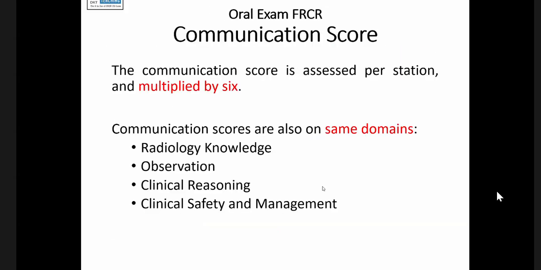Now, then comes communication. Communication is extremely important in the exam. I'll show you a slide to tell you what it is. Whatever happens in a station, the examiner will mark it and then multiply it by six. That number is multiplied by six, and the communication is marked in the same domains as the other bit.